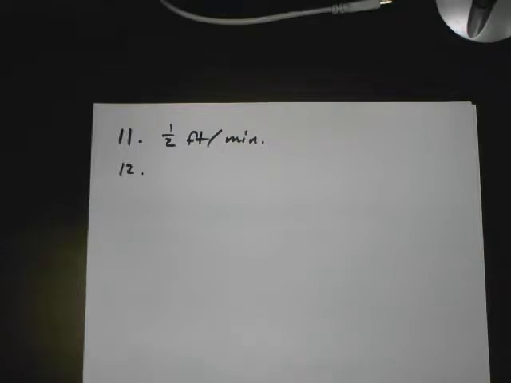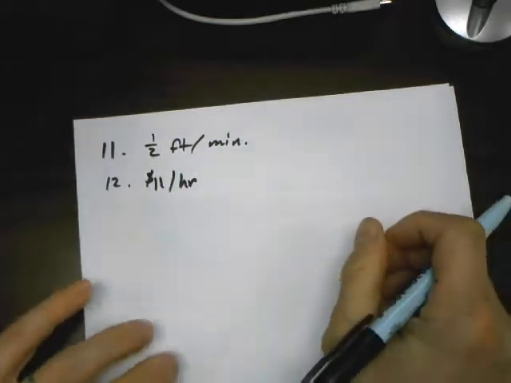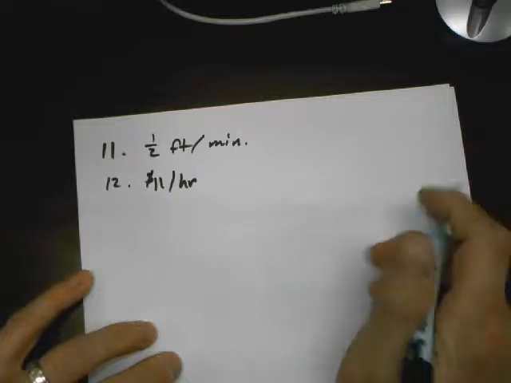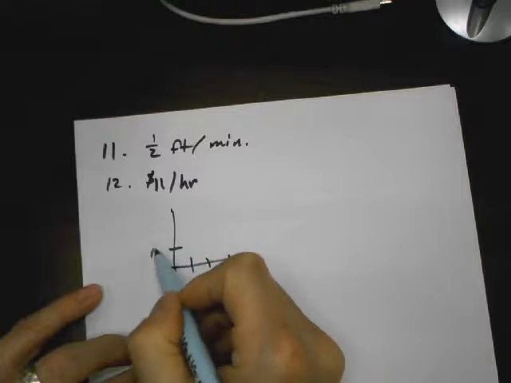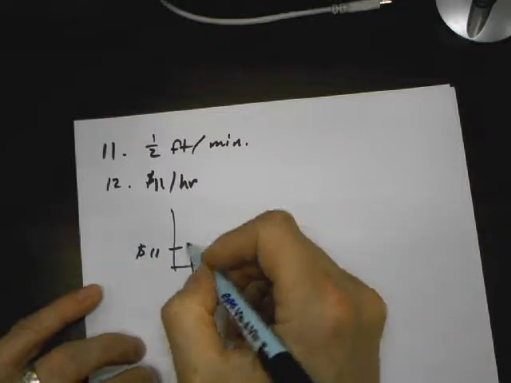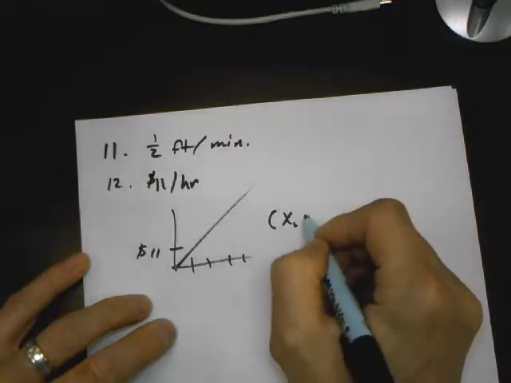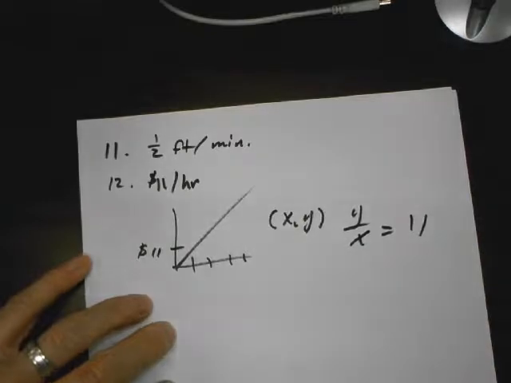Number 12. We have Juan earns $11 per hour. That's a unit rate. Which ordered pair would not appear on a graph? Okay, so on a graph, every hour that goes by, it goes up $11. So in other words, this is a proportional relationship. So any set of coordinates I get, if I put y over x, I should get 11. Okay? So we're looking for the one that does not appear, right?